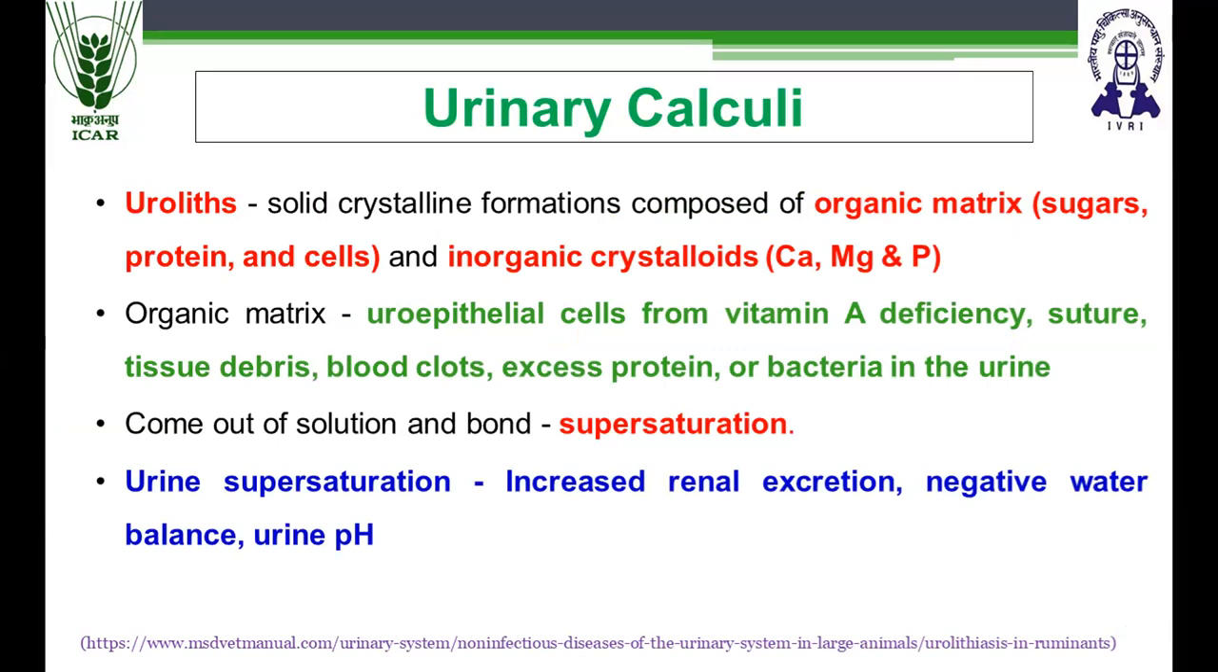This organic matrix can be the shed epithelial cells due to vitamin A deficiency, or it can be suture, tissue debris, blood clots, excess protein, or bacteria in the urine, which can act as a nidus. And imbalances from the diet can cause the precipitation of the inorganic crystals, that is calcium, magnesium. Both of these come out of the solution and bond in case of supersaturation. The urine supersaturation is seen in increased renal excretion, negative water balance, dehydration, and urinary pH. Extreme alkaline pH makes the animal more susceptible to certain calculi like struvite. So these are about urinary calculi.